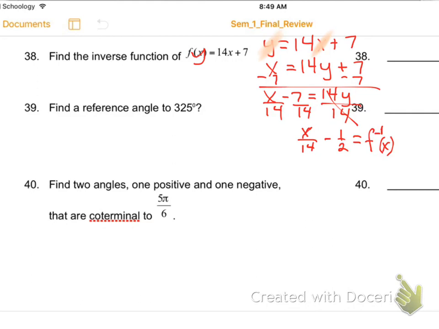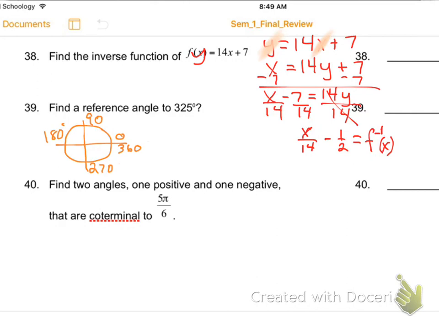Okay, 39 we haven't learned about, but I think I can explain it pretty quickly. When they're talking about a reference angle, they're talking about the unit circle. So I'm going to draw it out very quickly. My important key pieces, and notice I'm in degrees: I have 0, 90, 180, 270, and 360. And I've said you should probably memorize all those.